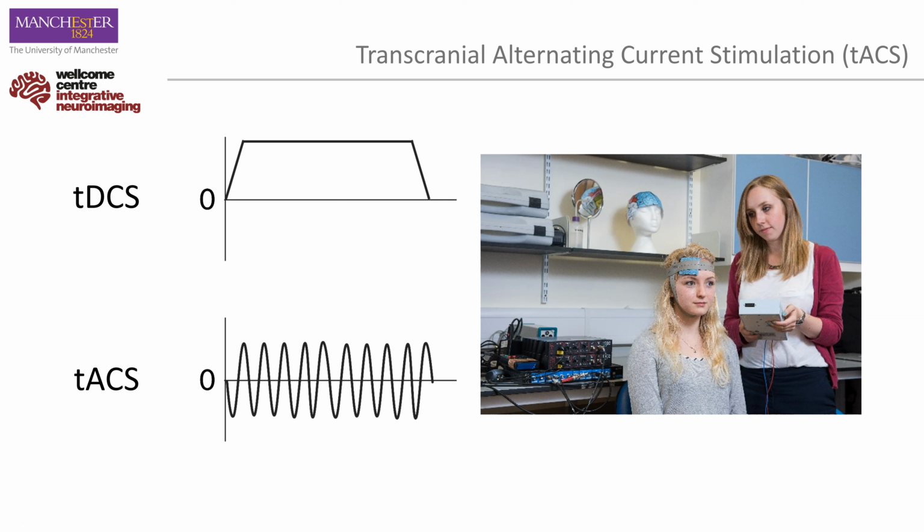Just by way of comparison, this is TDCS on the top. This is where you apply a constant current, of a specific amplitude for your set duration. And that can be applied at different polarities. So anodal is excitatory and cathodal is inhibitory. TACS, on the other hand, is an oscillating current. It's applied at a specific frequency. And you can see it takes the form of a sine wave. So this is TACS, and that's the stimulation type that I'll be focusing on for most of the talk.